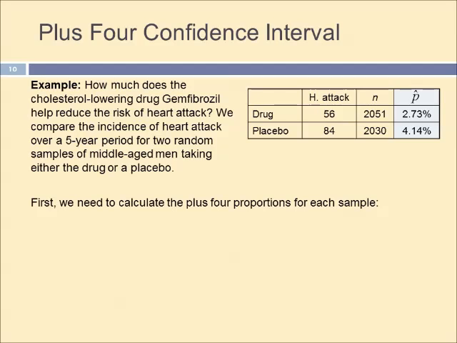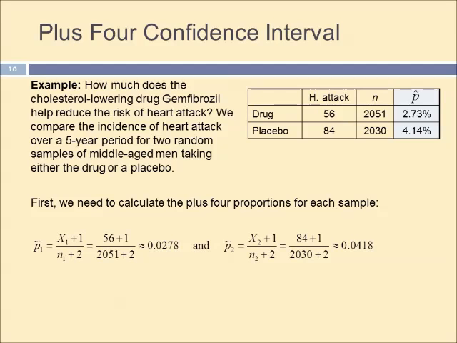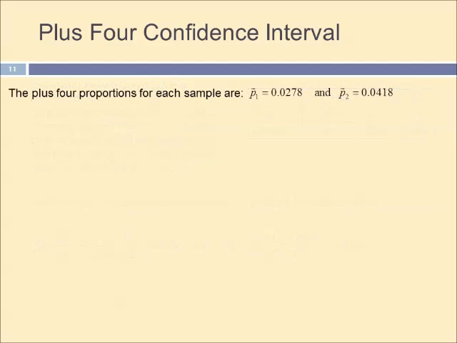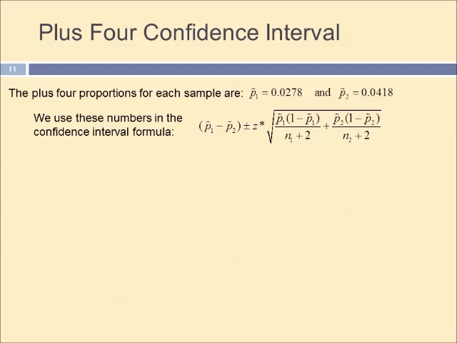So we first need to calculate the +4 proportions for each sample. So p1 twiddle is the number of successes plus 1 over the sample size plus 2. That's 56 plus 1 over 2051 plus 2, which is approximately 0.0278. And the same for the second sample proportion: 84 plus 1, etc. So we get 0.0418 for the proportion for the second sample. We use these numbers in the confidence interval formula.